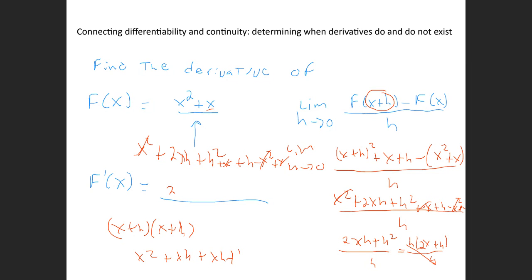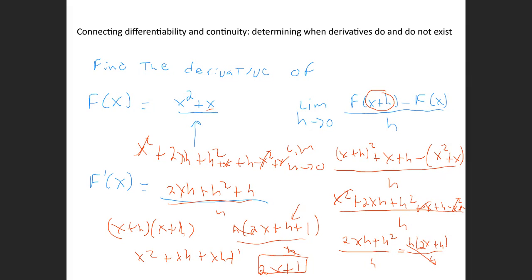All right, so I have 2xh plus h squared plus h over h. And then I'm going to factor out an h. And if I factor out an h, I'm left with 2x plus h plus 1. Those h's cross off. Now if I put 0 in there, that goes away. I'm left with 2x plus 1.